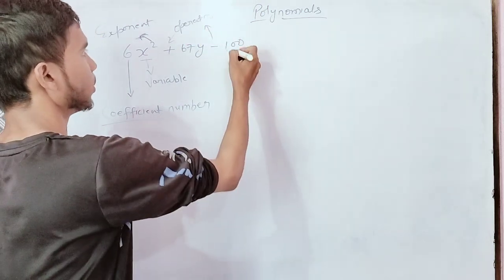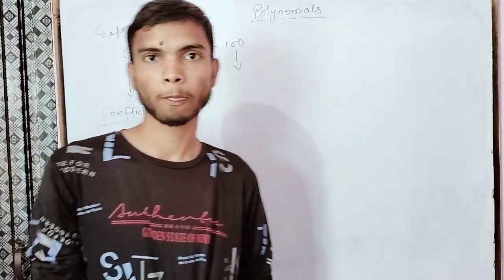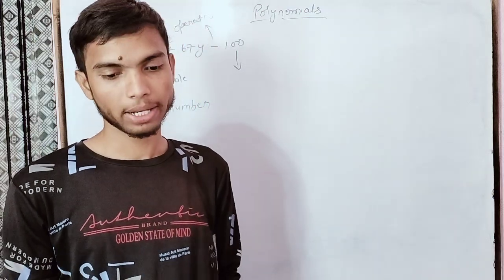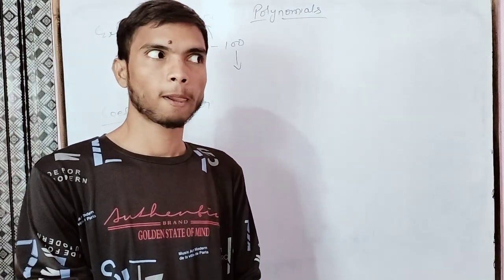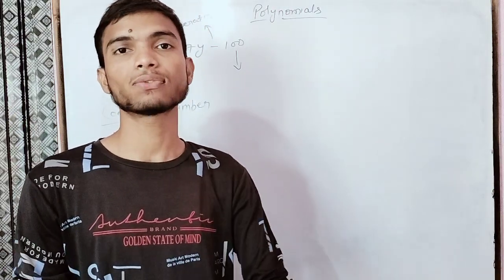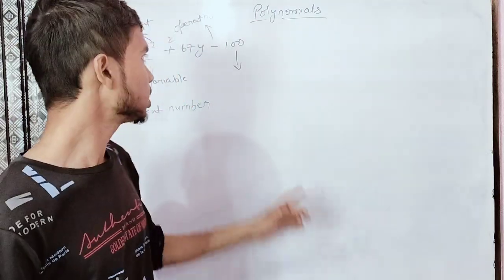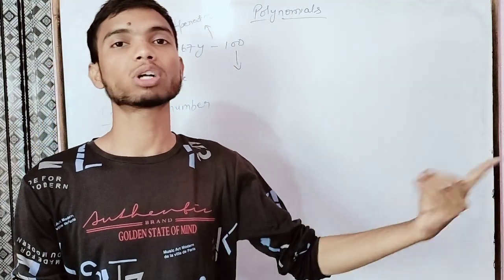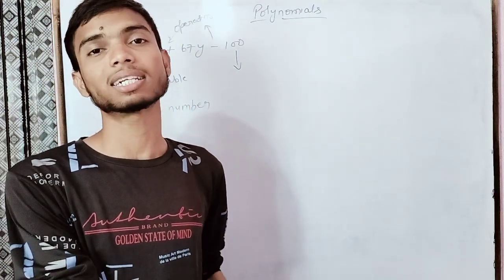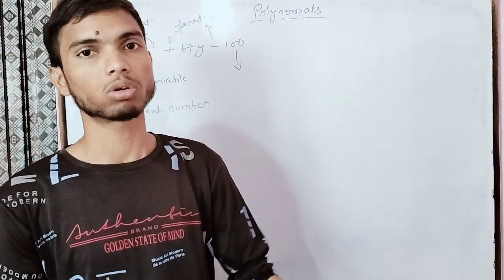Here, what is it? This is also a number, but the condition was that a number will be considered a coefficient when that number is with a variable. But here 100, which is a number, is not with any variable. So of course we would not consider it a coefficient. Instead we will say this is a constant number.